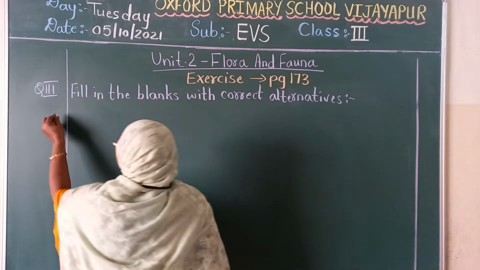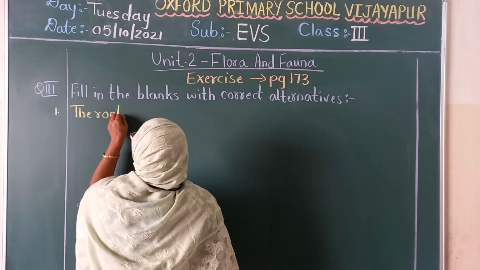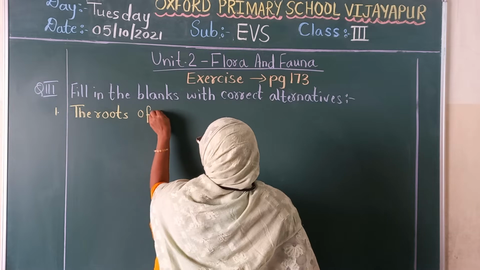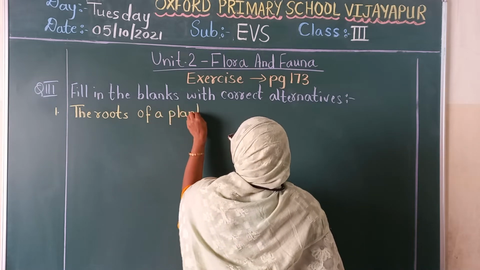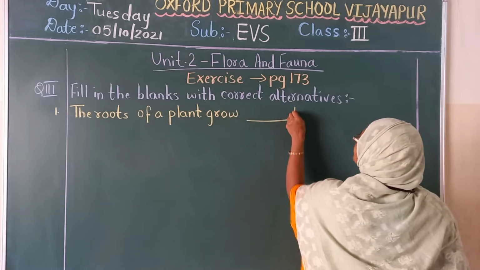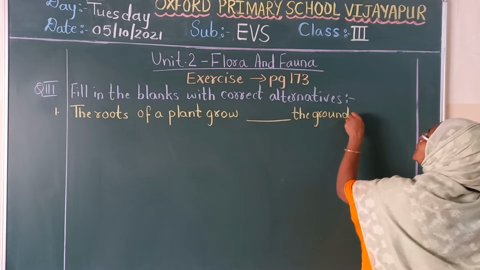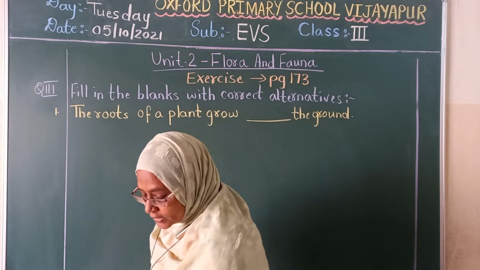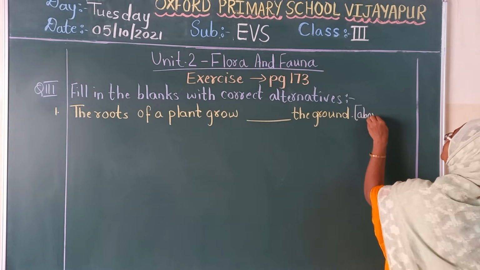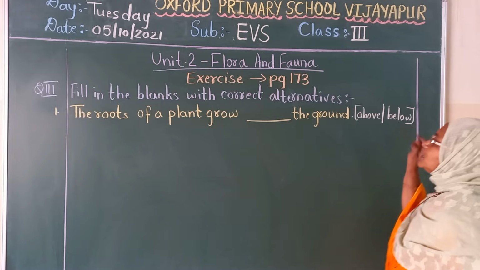The first sentence is, the roots of a plant grow dash the ground. Here they have given two options. The first option is above and below. So you have to choose it from this option.